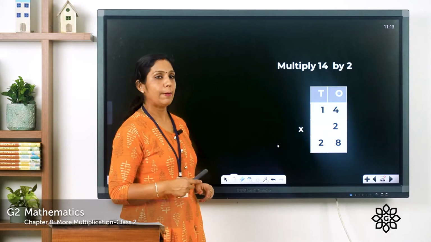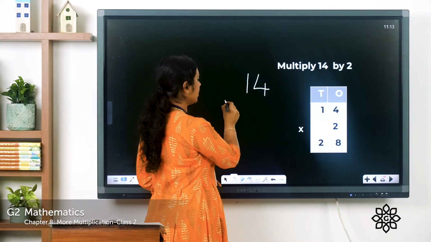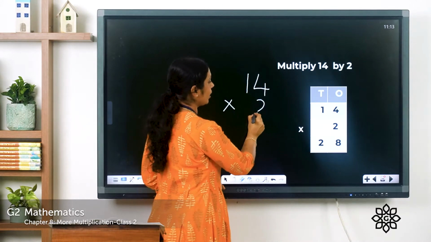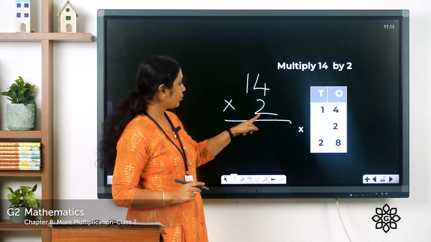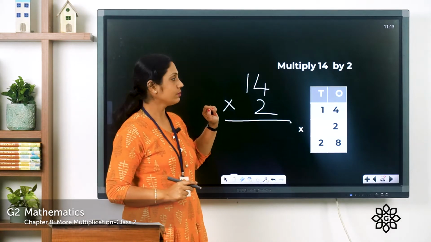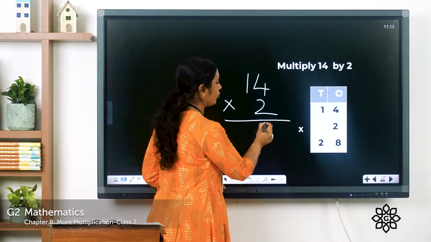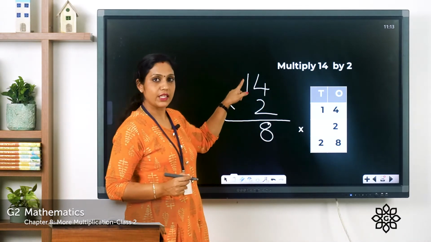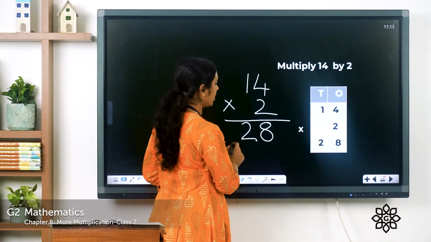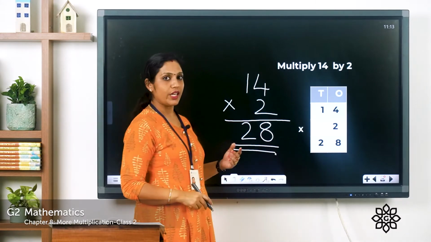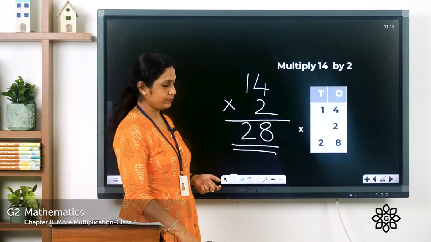Multiply 14 by 2. So let's write 14 on top. Insert the symbol of multiplication and 2 here in the ones place. Now we'll start from the ones place. We have 2 and 4 in the ones place. So 2 into 4. 2 4s are 8. Now we have to multiply this 2 with the number in the tens place. So 2 1s are 2. Write that 2 here in the tens place and you get the answer 28. So 14 into 2 is equal to 28.